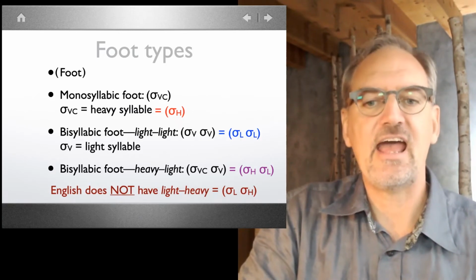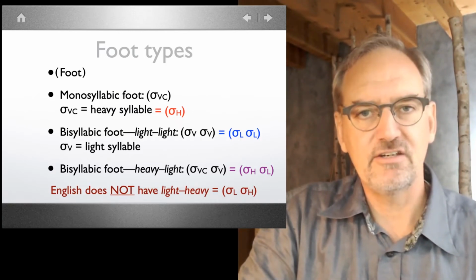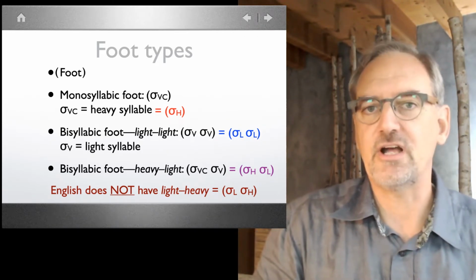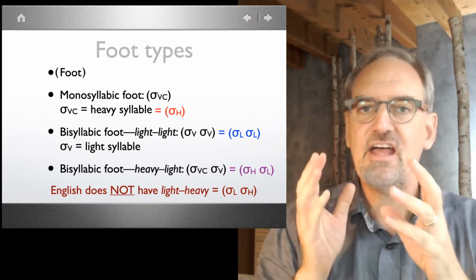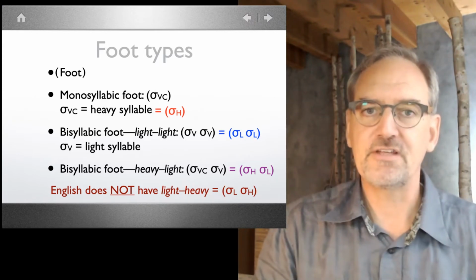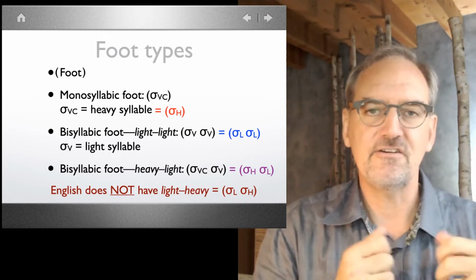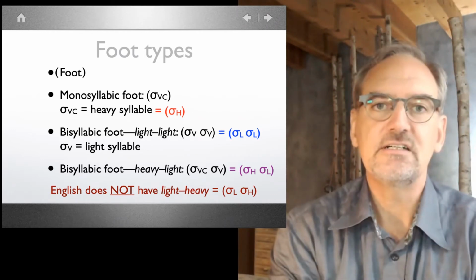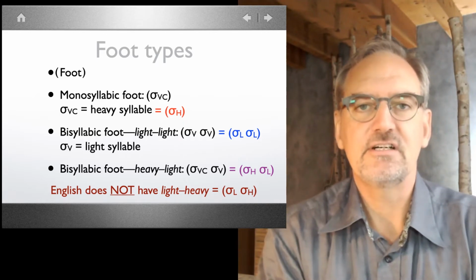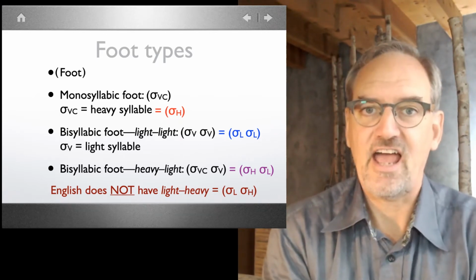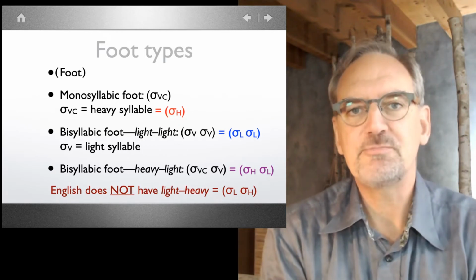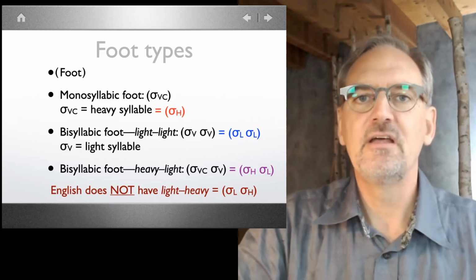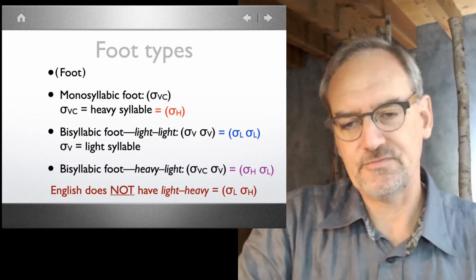English, in fact, does not have light, heavy feet. In fact, languages fall into different categories in this regard. There are languages that have heavy, light feet, and there are other languages that have light, heavy feet. English is the first type. Any bisyllabic foot that has a heavy syllable, the heavy syllable must be the first one. Right? The sequence heavy, light is possible. Light, heavy is impossible. Okay?